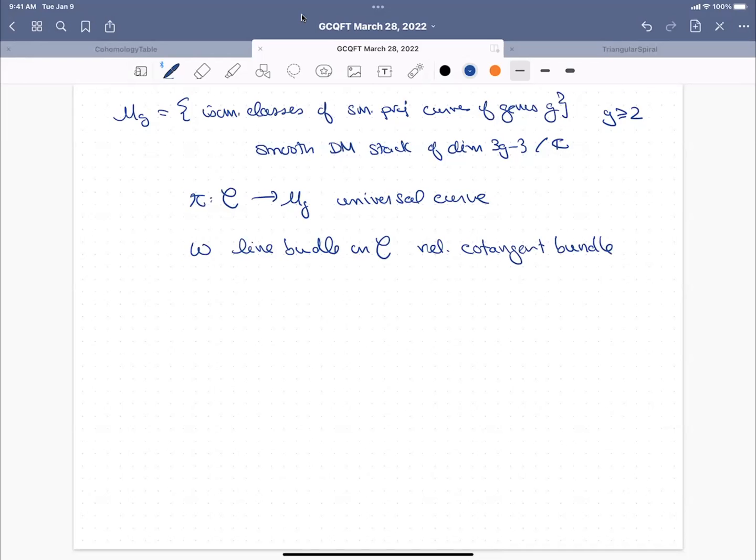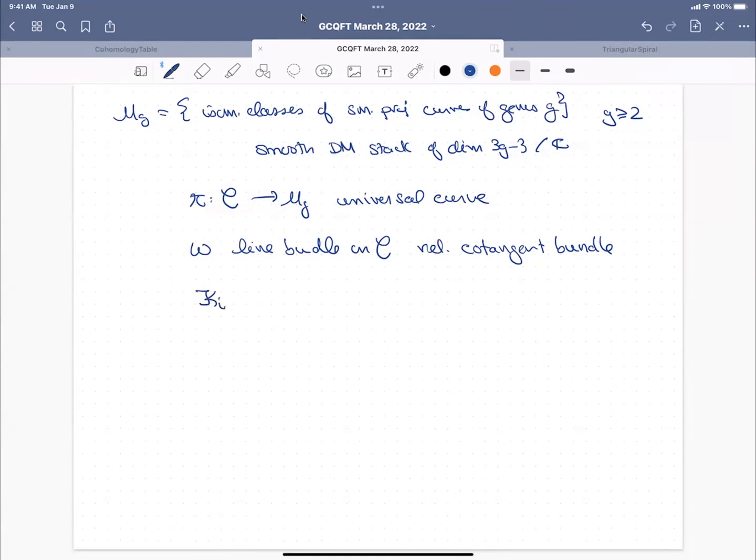And so now we have a degree 2 class on the universal curve, which is the first Chern class of this line bundle. And what can we do with that? Well, we can take powers of that or polynomials of that, and then we can push them forward. And that's the only thing that we can do from what we've described so far.